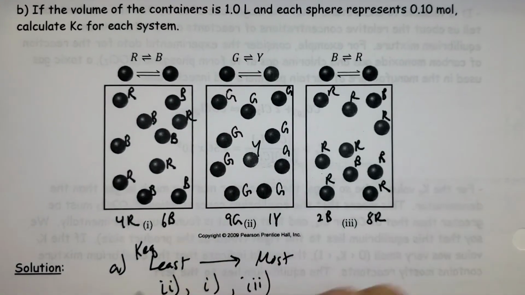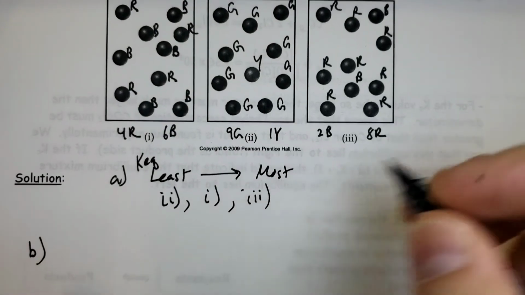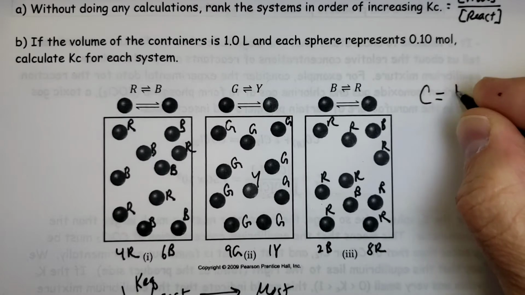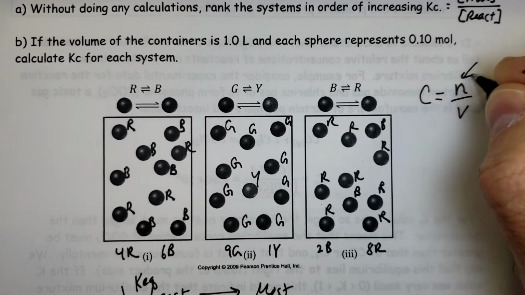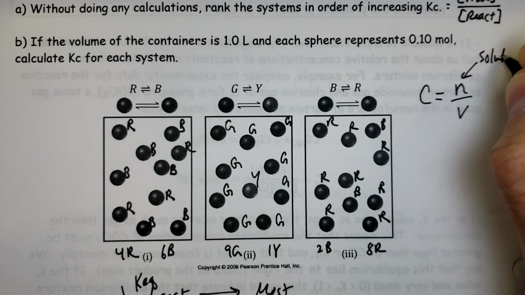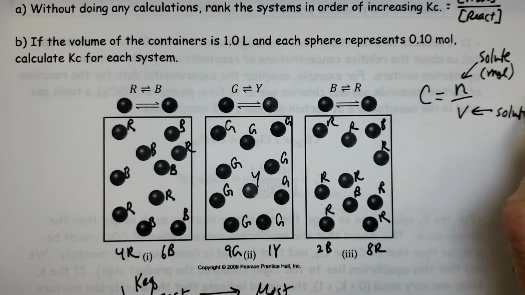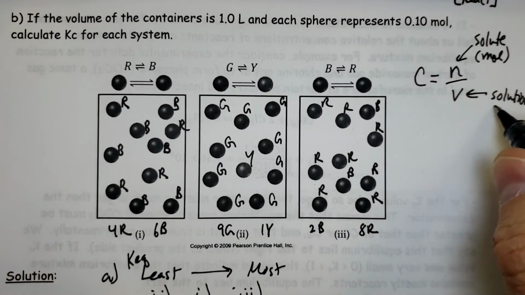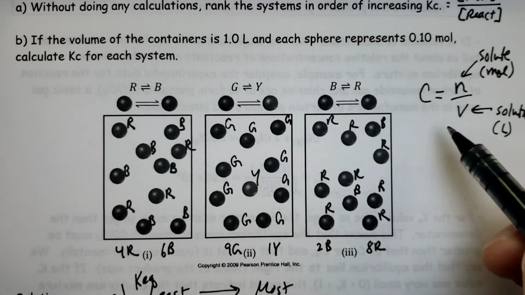Now, for part B, to actually figure out the Keq, we have to look back to Physical Science 20 to look at how you figure out molar concentration. So here you have solute, which is in moles, divided by solution, which is in liters. So moles per liter.